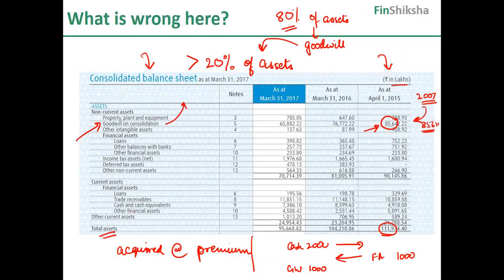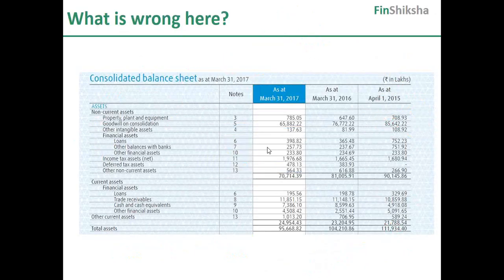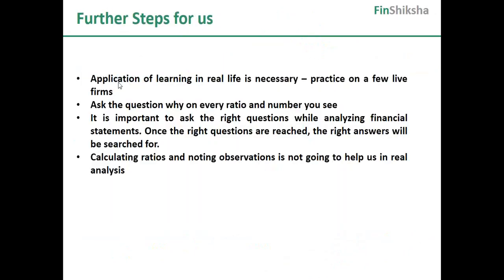That's broadly it in terms of our discussion on a couple of cases or examples that we have seen. So what do we do, right? In terms of our understanding, whenever you're analyzing statements, application of the learning in real life is very, very important. There's no point learning about ratios looking at dummy data. You do need to practice it on live firms, right?